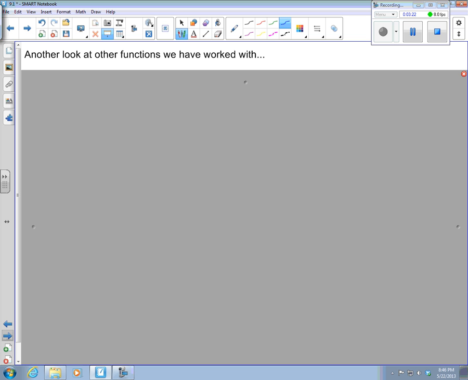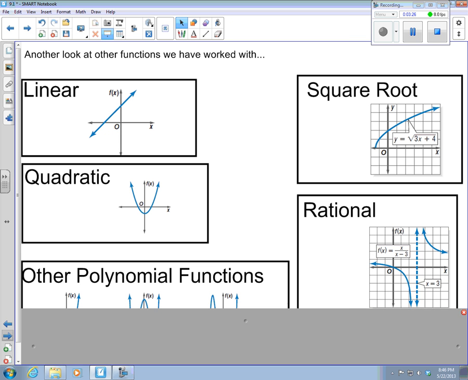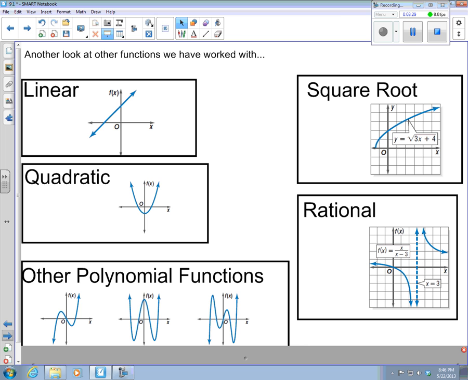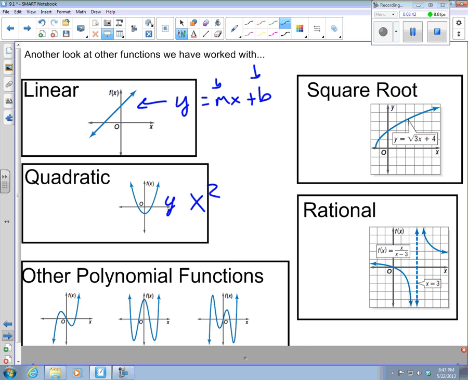And let me look at this a little bit here. Okay, just some different graphs we've gone over in the past. Linear equations, y equals mx plus b, where you've got your slope and your y-intercept here. Quadratic equations, that's where you're dealing with an x squared, y equals ax squared plus bx plus c, that kind of thing. And other polynomials that we've graphed a little bit.